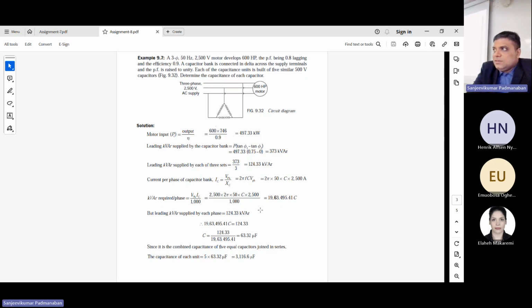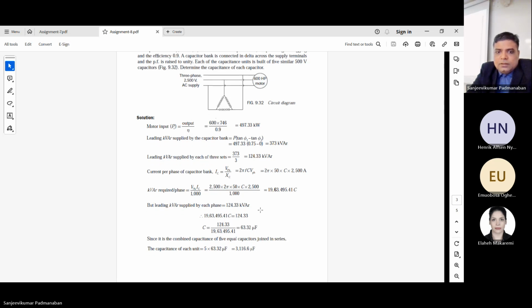We need to find the C. That is the question, am I right? They asked you to determine the capacitance of each capacitor. Are you getting the same one? 1963495.41.